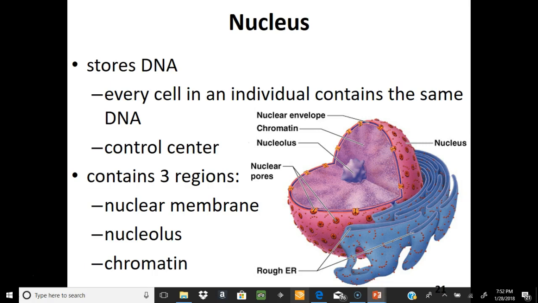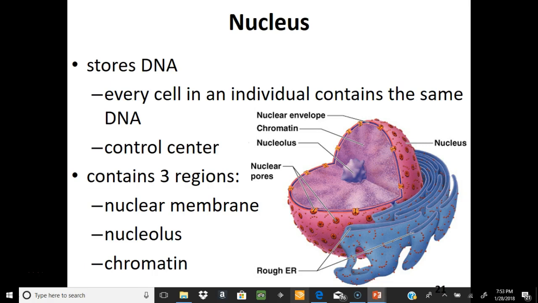Every single one of your cells has a complete set of your DNA. Not all the DNA is going to be activated in every single cell, but every cell does have a complete set of your DNA. So it's considered the control center.